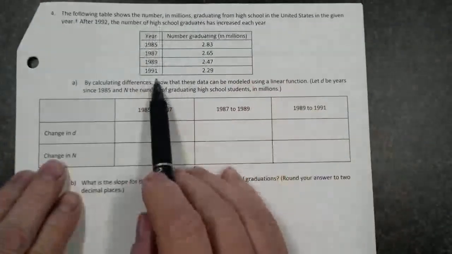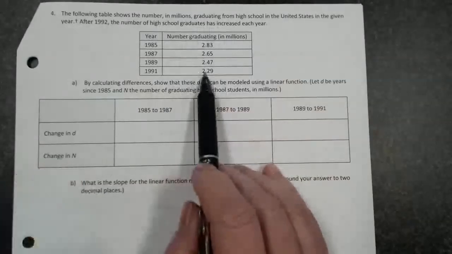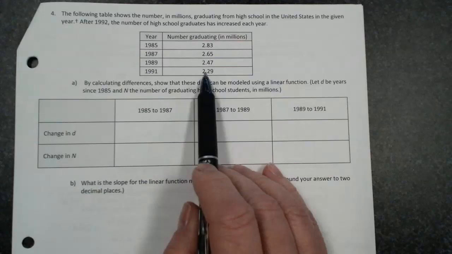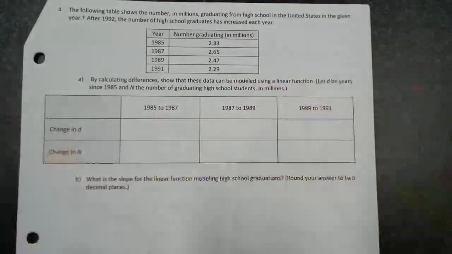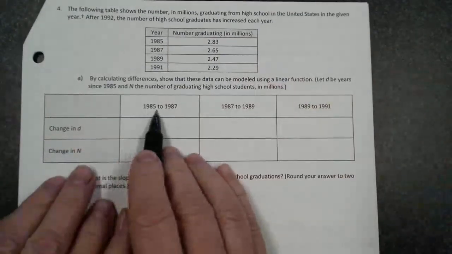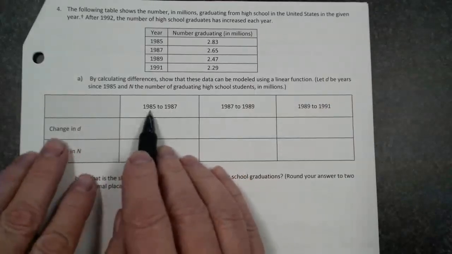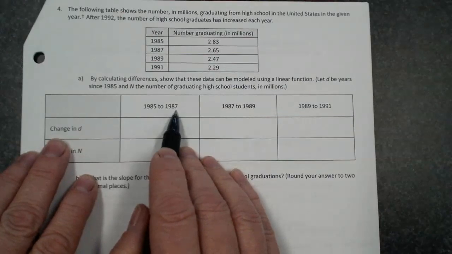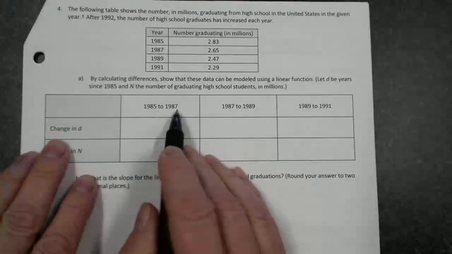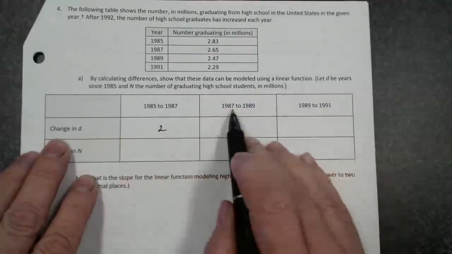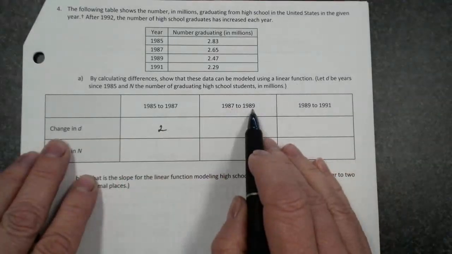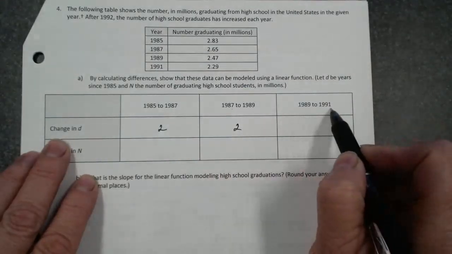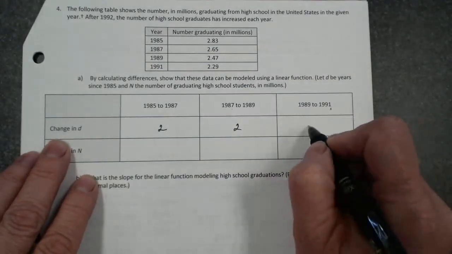So this is the years and the number of people in millions that graduated from high school, right? Now they wanted to make a table, and they said, what is the difference in years between 85 and 87? How many years between them? 2 years. Between 87 and 89? 2. Between 89 and 91? 2. Okay.